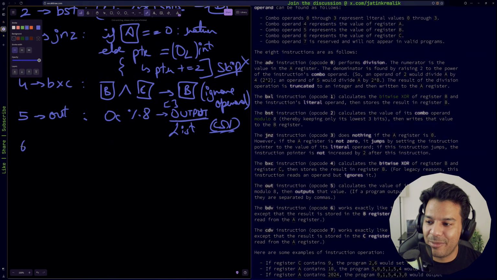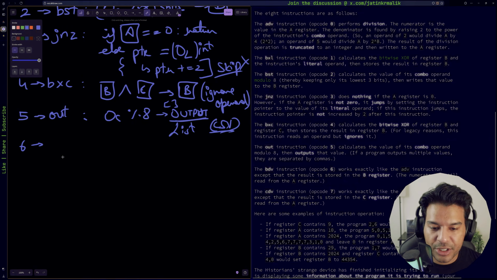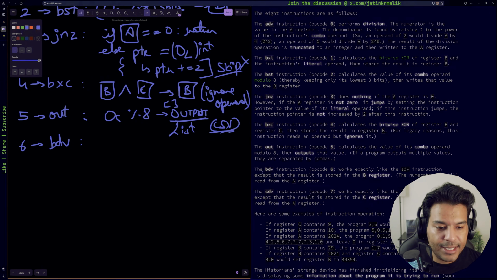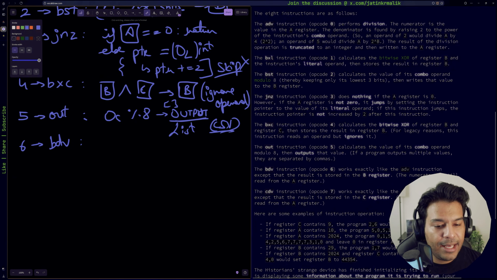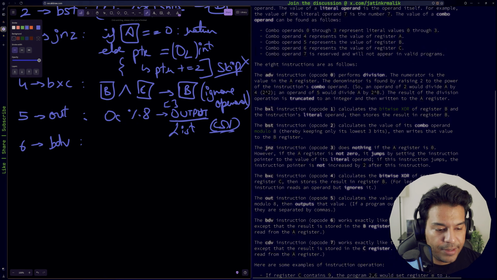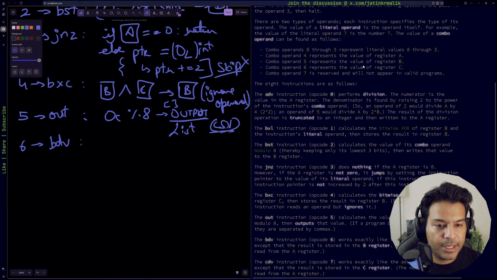Everything related to computer science is beneath the surface. Looking at the opcode 6 instruction, it's called BDV. And this says that it works exactly like ADV instruction, except that the result is stored in B register and the numerator is still read from the A register. So I will read the ADV instruction again.